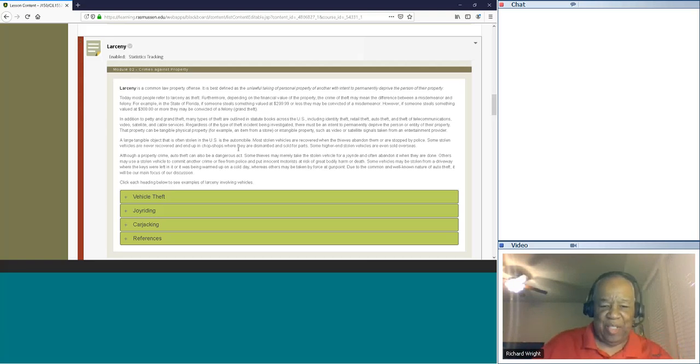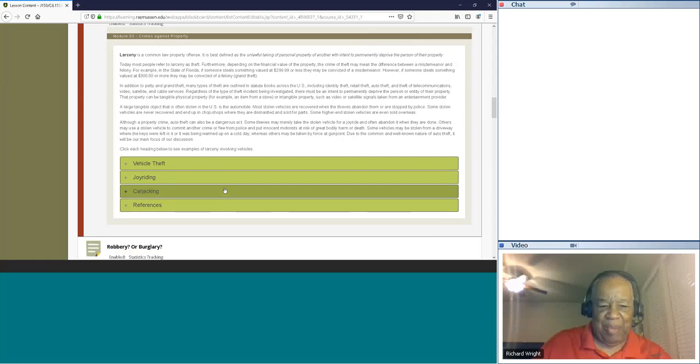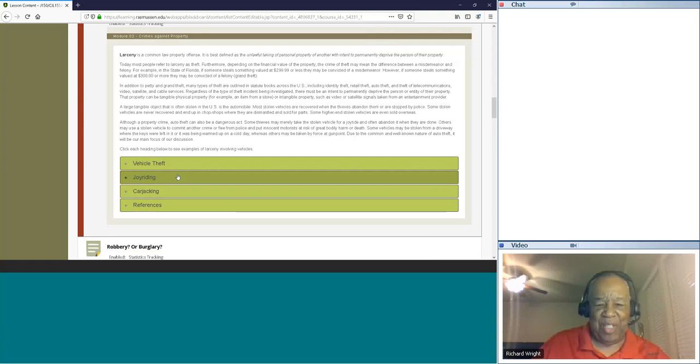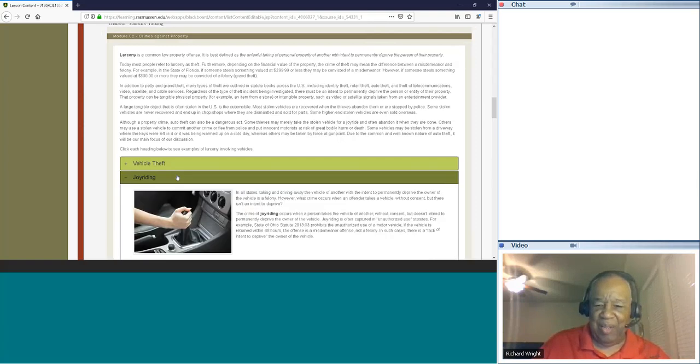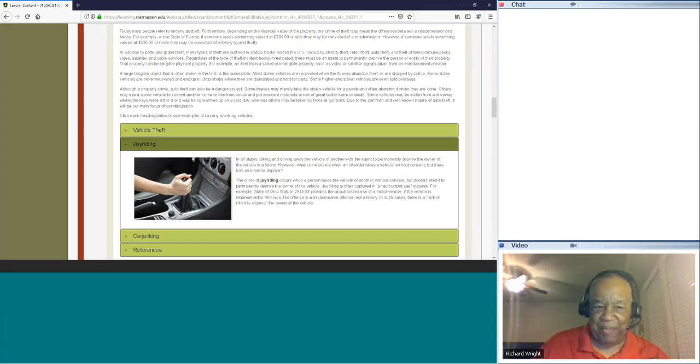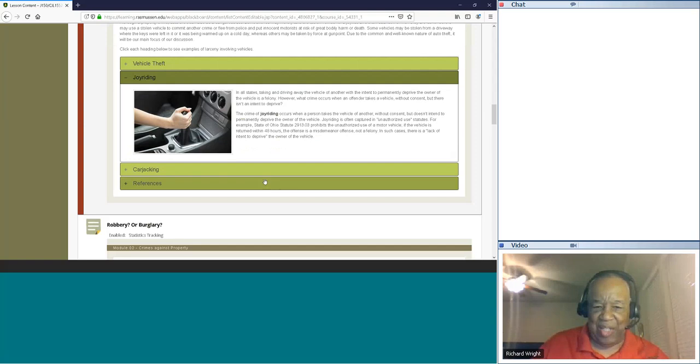And so these little things here, I'm not going to spend a lot of time going over because they all are categories that deal with vehicles. And joyriding, just to mention, is basically what it says here: taking the vehicle, but you don't intend to permanently deprive the individual. When the person takes the vehicle and uses it without their consent, it's considered joyriding. Okay, we already talked about carjacking, and there are references for that as well.